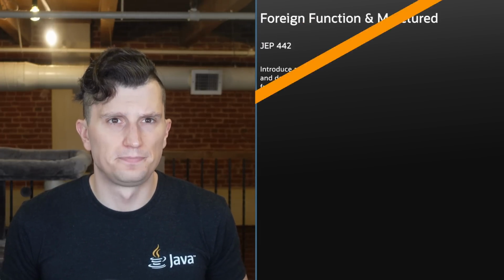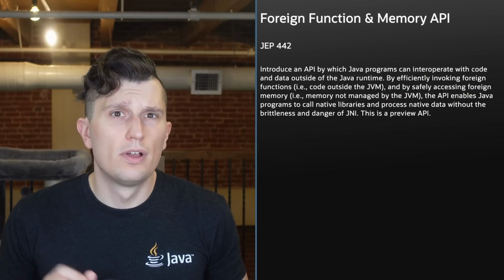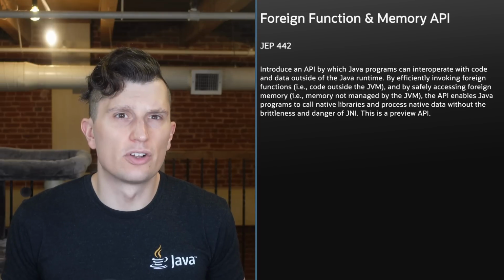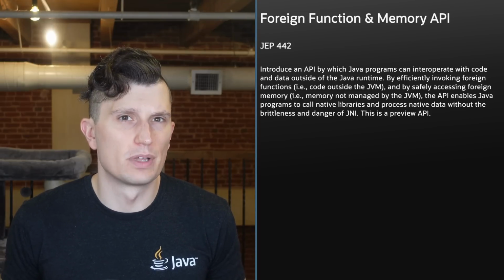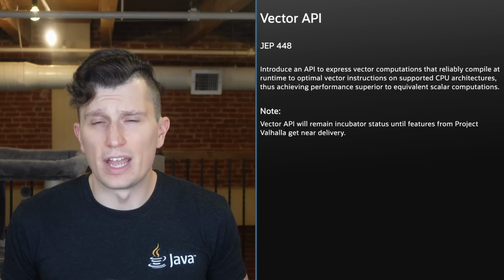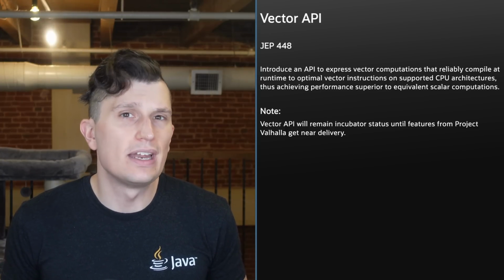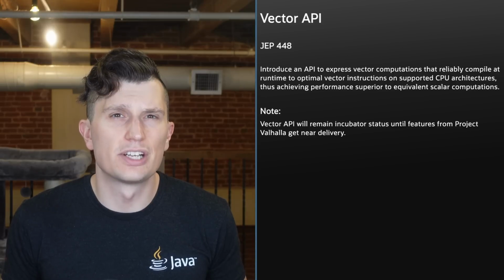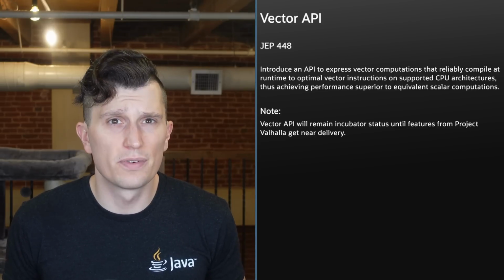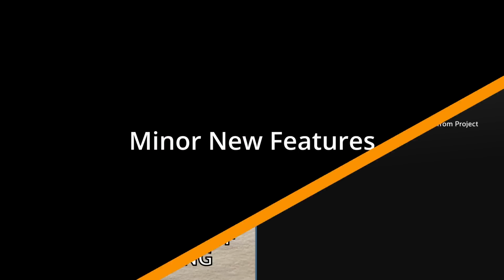There are two Project Panama JEPs. JEP 442, Foreign Function and Memory API, is in third preview and continues to incorporate refinements based on feedback from the Java user community. JEP 448, Vector API, is in sixth incubator. The Vector API will remain in incubator status until Project Valhalla starts getting closer to delivery, as it fundamentally impacts the implementation of the Vector API.